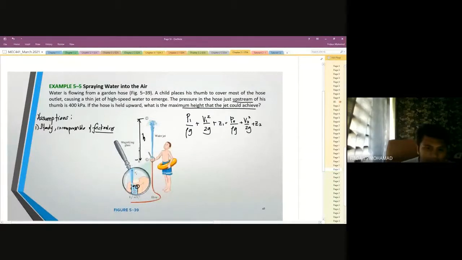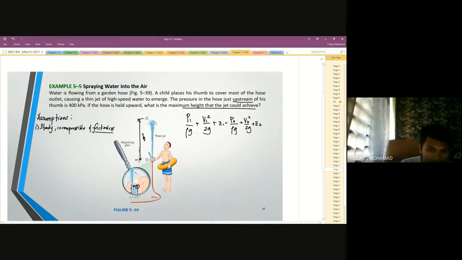Okay, so point 1 kat mana? Point 1 just upstream bawah ni je daripada jari dia. Okay, so this is point 1 ni. This is point 1 and then point 2 kat mana? Point 2 ni dekat maximum level of water can reach. Okay, so there is the point 1 dengan point 2.